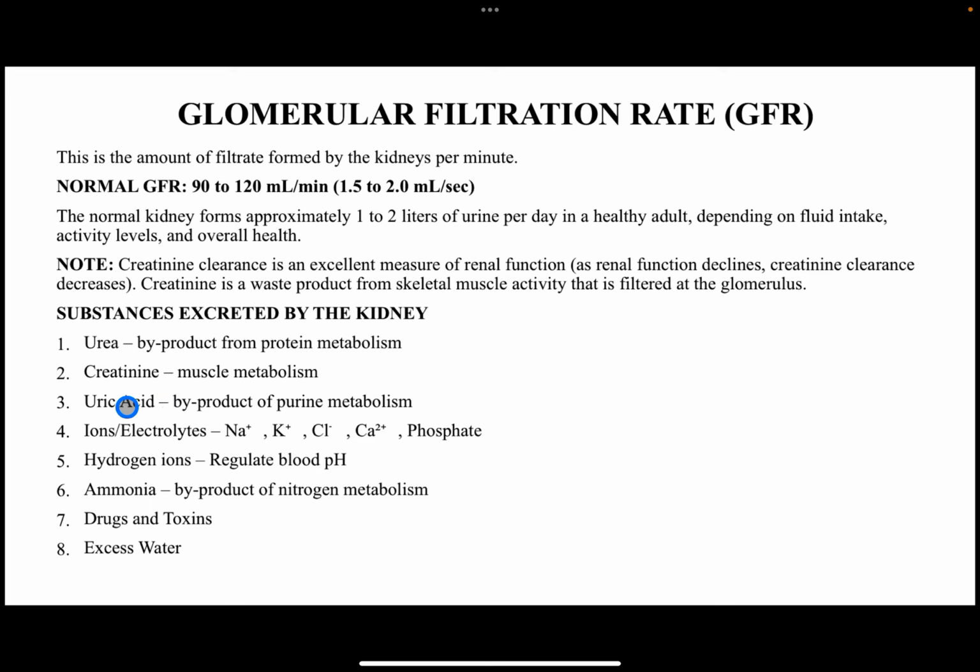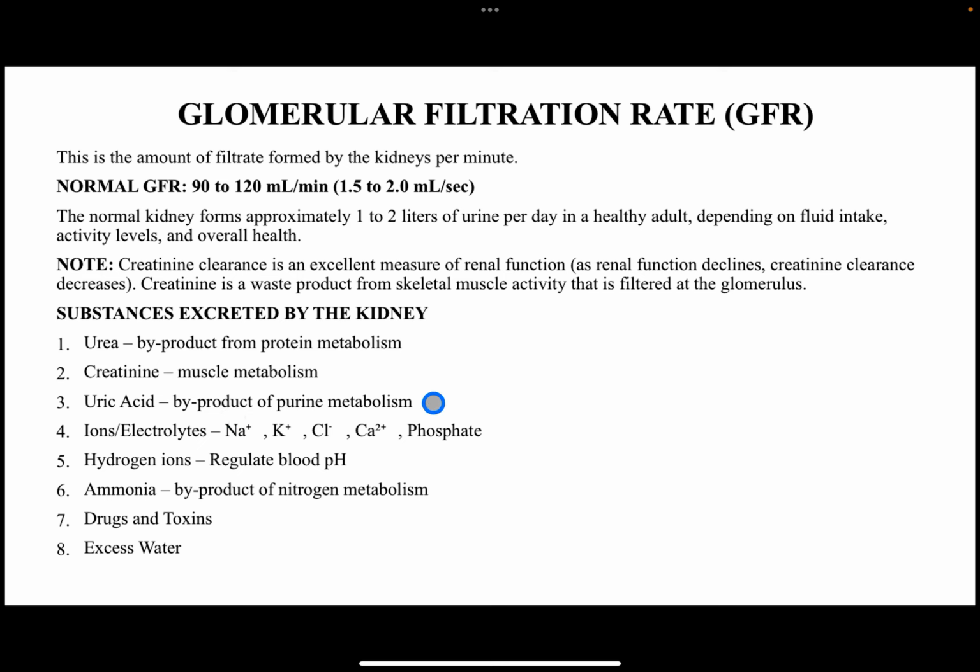Good. Another thing is uric acid. Uric acid is a byproduct from purine metabolism. What if the person is not consuming foods that end up in purines? Is that okay? Good. So the best is creatinine clearance.